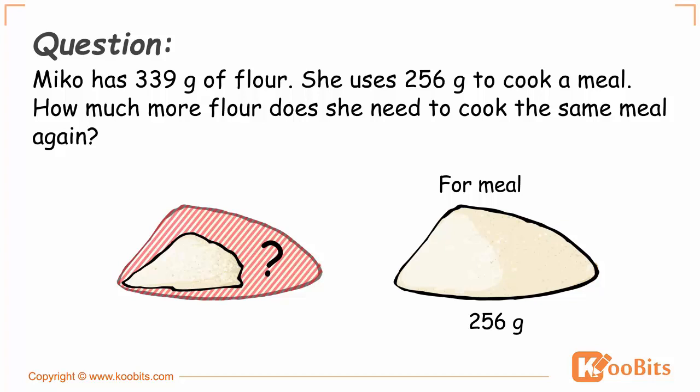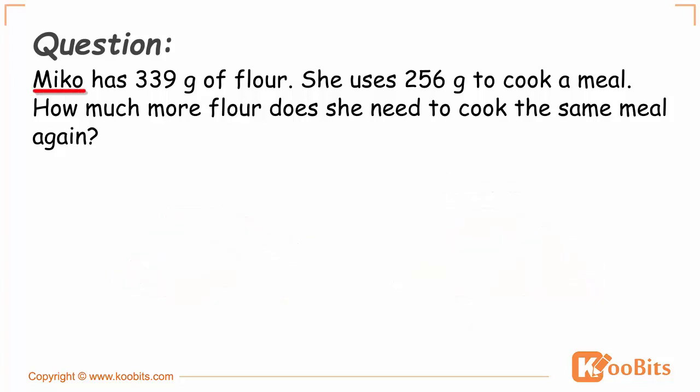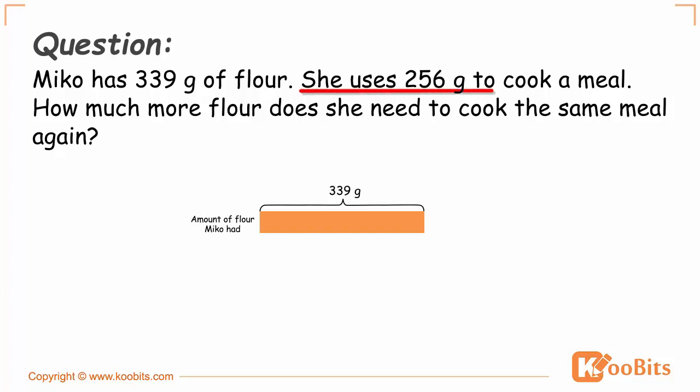Alright, now that we've understood the question, let's move on to solve this word problem. Miko has 339 grams of flour. Let's use a rectangle to represent the 339 grams of flour that Miko has. She uses 256 grams to cook a meal. Let's divide this rectangle into two parts. The first part represents the 256 grams of flour she uses to cook a meal. The second part represents the remaining mass of flour she has left.